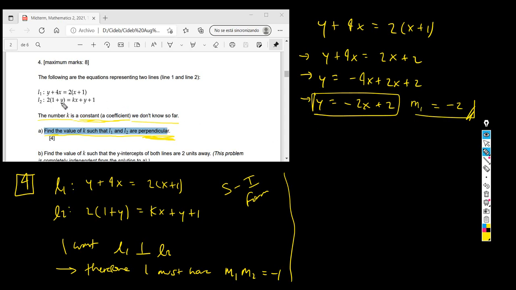Now I do the same for the other equation. By the way, let me write here line 1 and here line 2. I need to do the same for this other equation. So I'm gonna write it down as it's given. Like this. And then I will do the same. I will shape it into slope intercept.